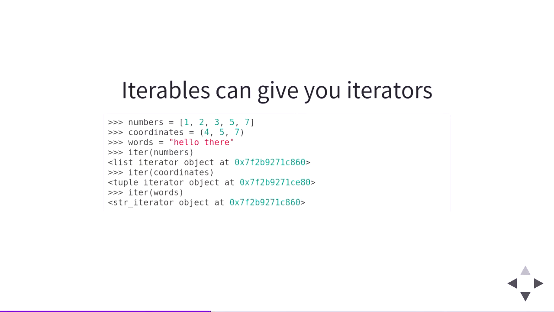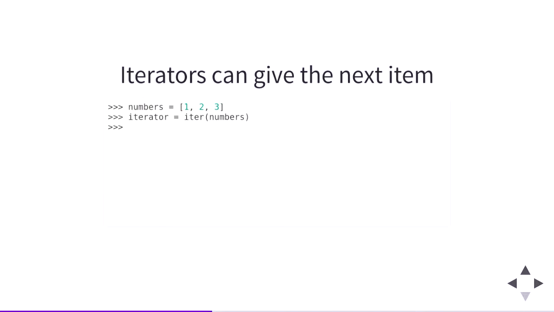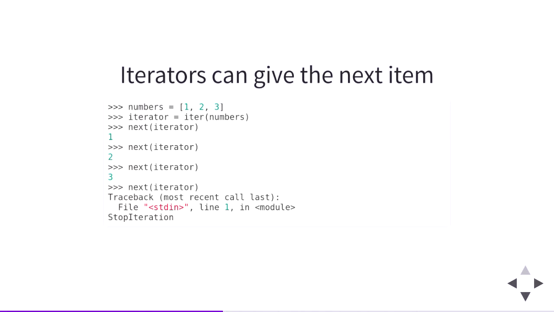OK, so we can get iterators. What's the point of these, though? Once we have an iterator from an iterable, the only thing that we can do with it is get the next item from it. That is the one thing that we can do with an iterator. We can use Python's built-in next function to get the next item from any iterator. And if you ask for the next item and there are no more items, you'll get a StopIteration exception. This is the only thing you can do with iterators in Python.